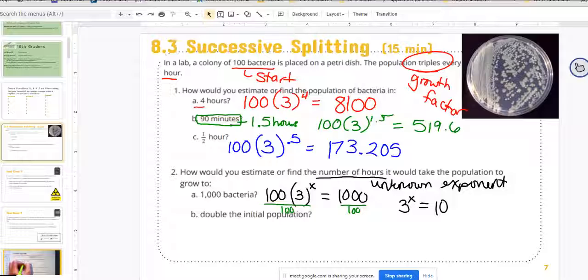And if we just need to estimate this, we're not looking for specifics. This kind of reminds me of Unit 3 where we're like, well, it's going to be between this number and that number, right? 3 squared equals 9. 3 to the third equals 27. 10 is in between these, but look at how close it is to 9. So our exponent is going to be between 2 and 3, but it's going to be really close to 2.